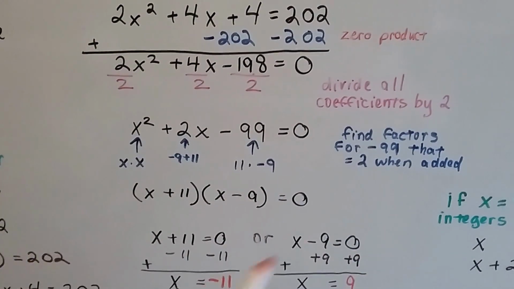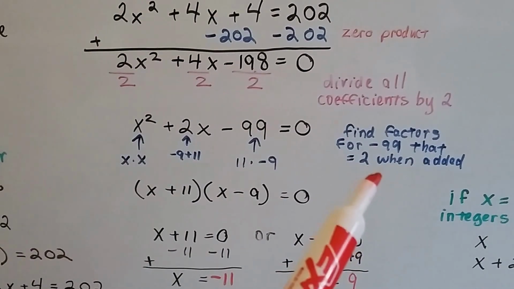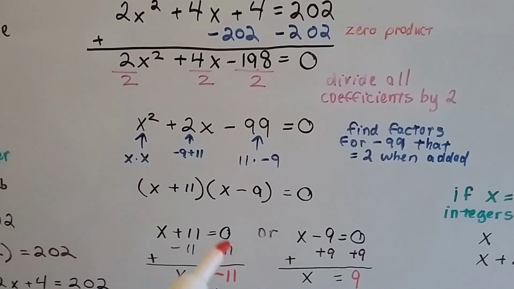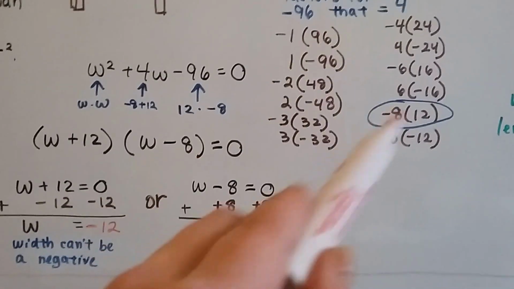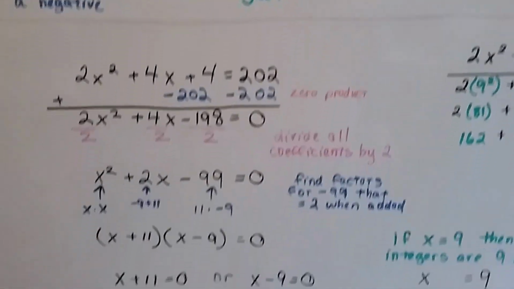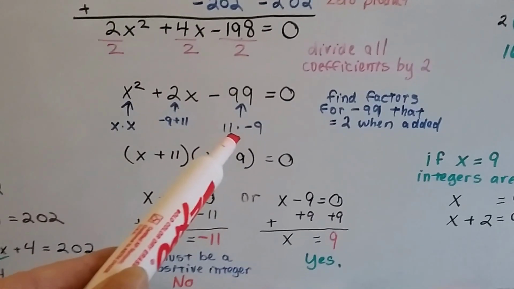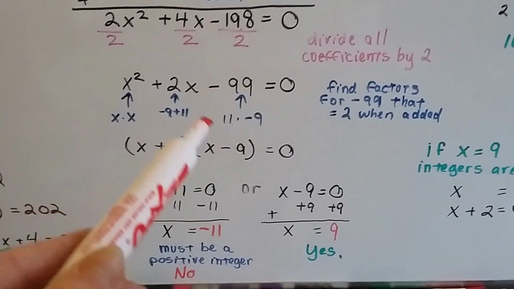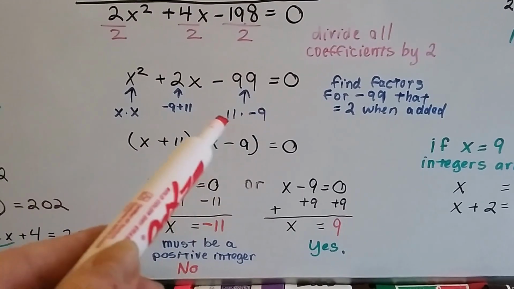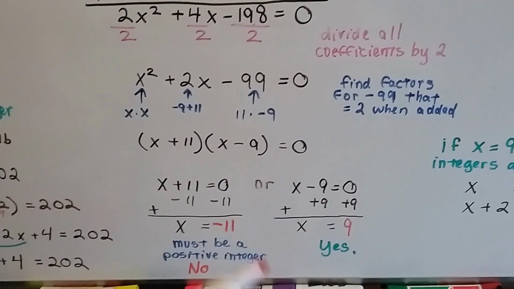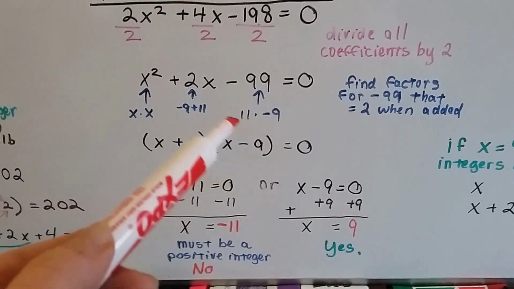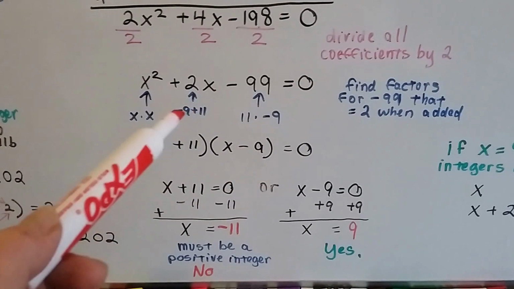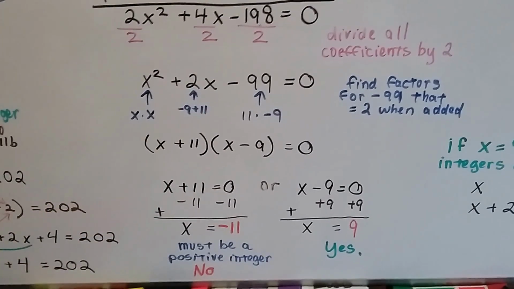Now we can find factors for minus 99 that are going to equal 2 when they're added together. And we can make a big list like this of all the factors. But 9 times 11 is 99. And in order for it to be a negative, one of those factors has to be a negative, but they have to equal a positive 2. So we come up with a positive 11 and a negative 9. That would equal 2 when added together.